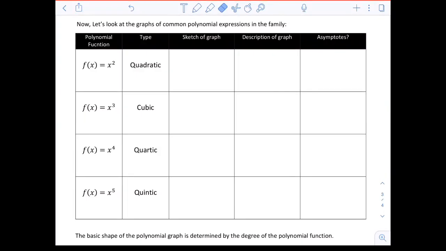I'm going to go back to graph what we've got. So I know that the even ones, the x to the power of 2 and x to the power of 4, generally look the same. It's just the one with the higher degree is a lot flatter around the origin. So it looks something like that.